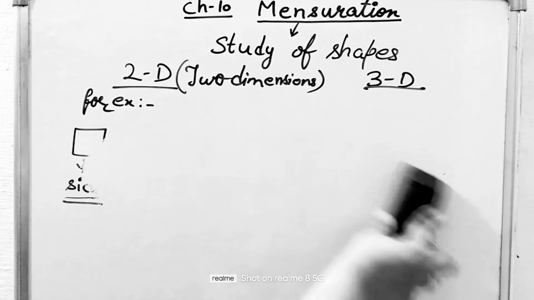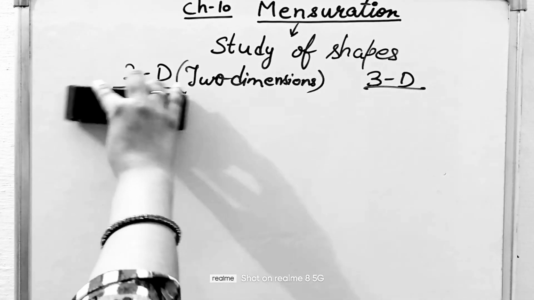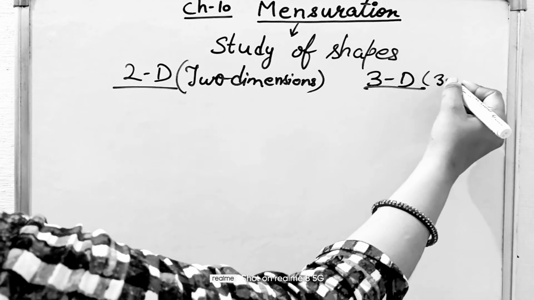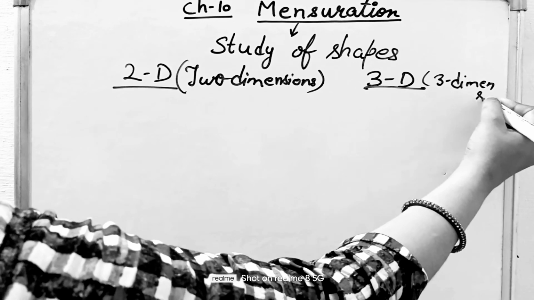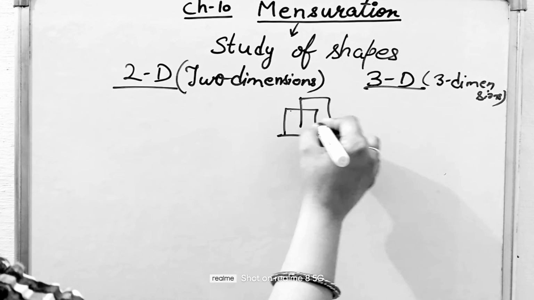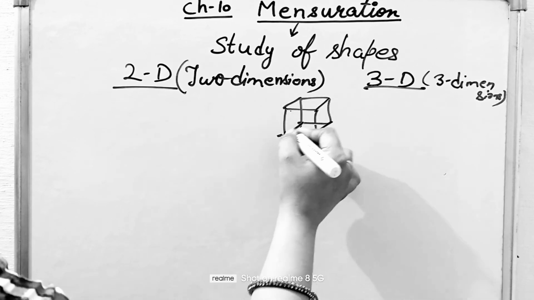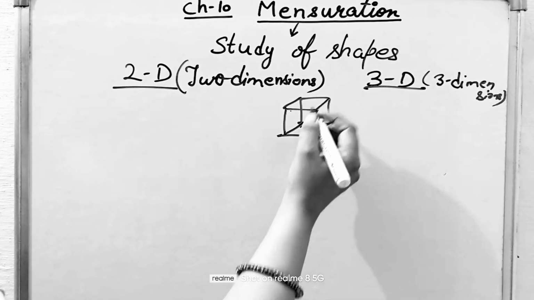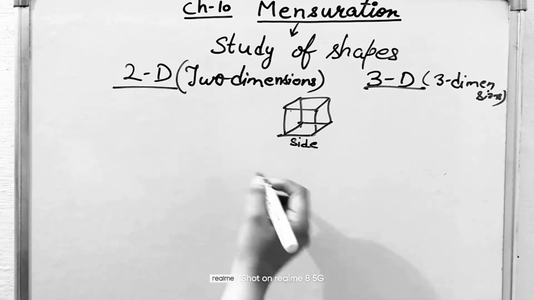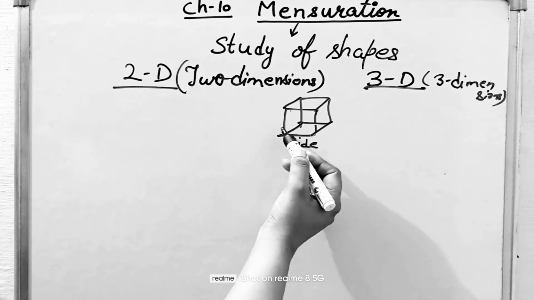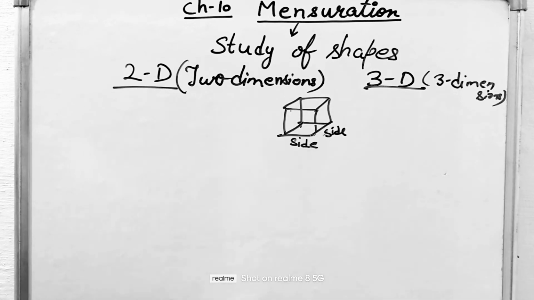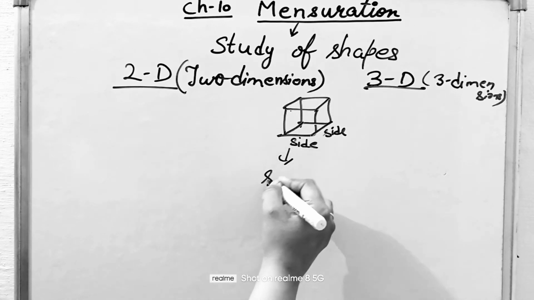3D shapes you all know. 3D shapes are those which have 3 dimensions. For example, a cube. This is known as 3D shape because it will be having length, breadth and thickness. Since it is a cube, that means a 3D form of a square. So this is having all sides of equal length. So its dimension is only side.